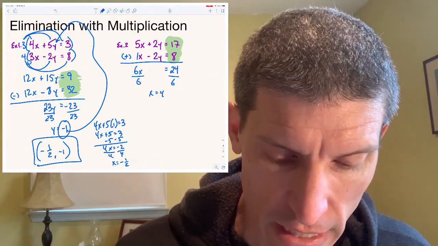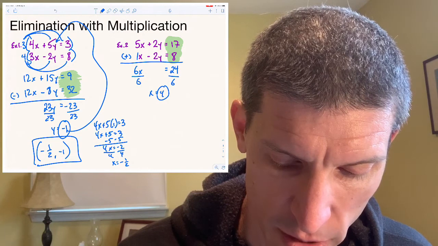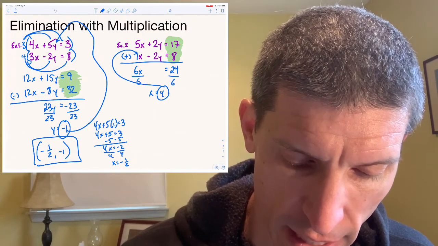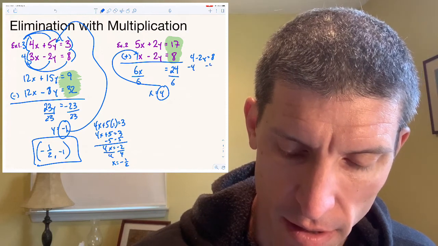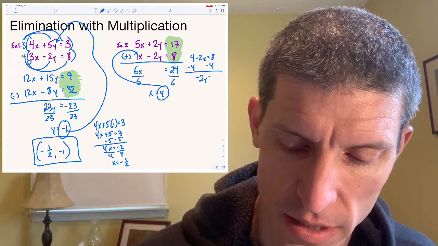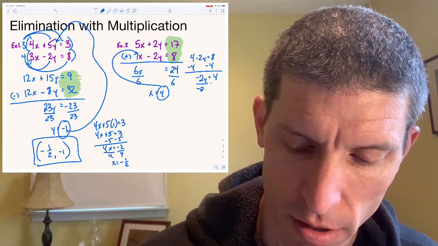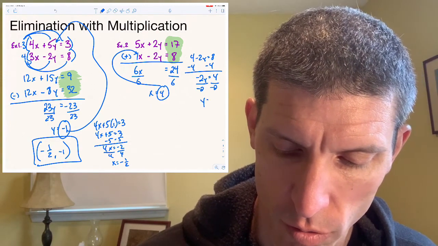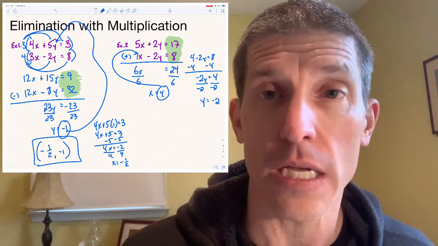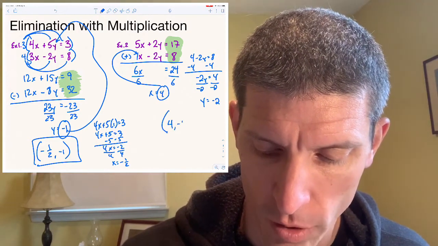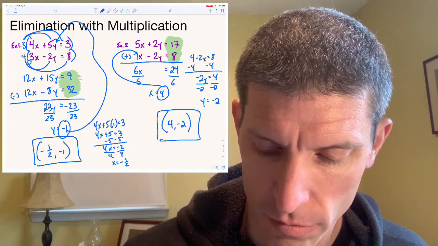As far as finding the easier one, I think the second equation is probably the easier. So put the 4 in for x. So I get 4 minus 2y is 8. Minus 4 to both sides. Minus 2y is 4. Divide by negative 2. And I'm zipping along here because I don't want the video to go longer than it needs to. And I get 4 and negative 2.